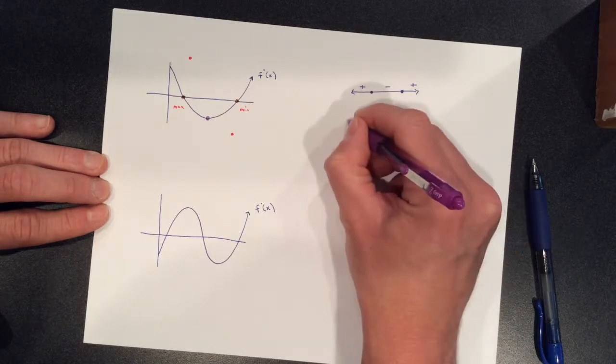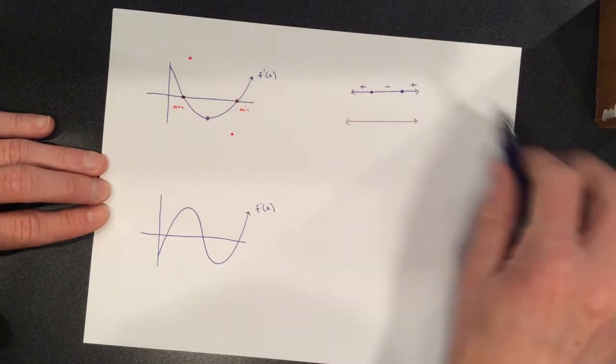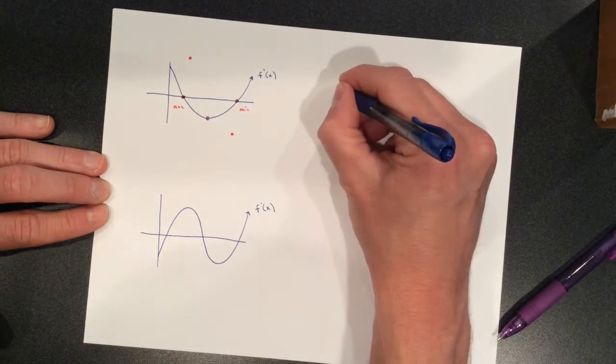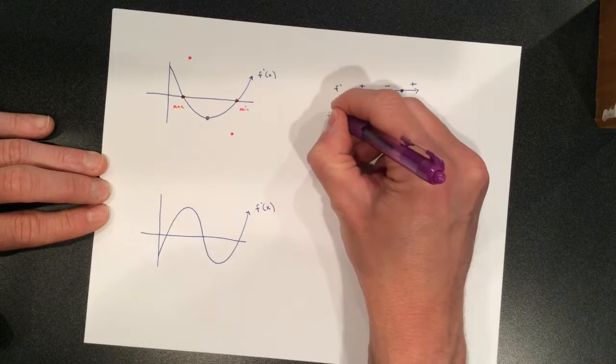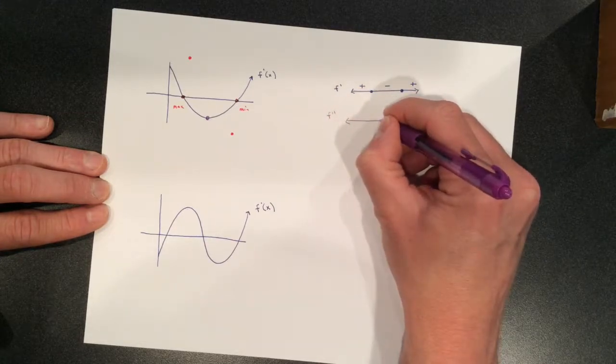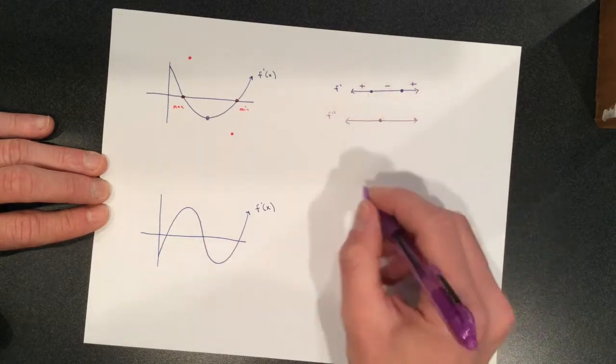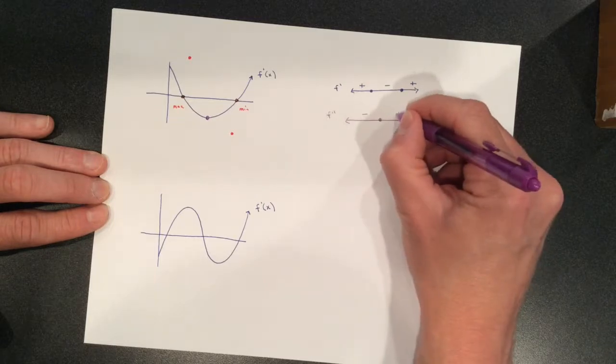Again, you don't have to do this if you don't want. This was looking at the derivative, f prime. This is looking at the second derivative, which is the slope of the graph. Somewhere in the middle there, the slope of the graph goes from negative to positive.